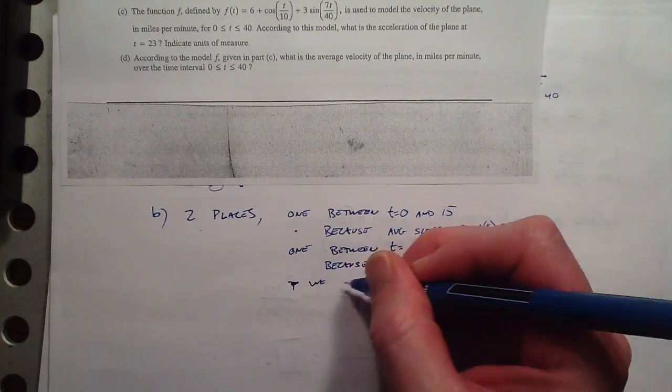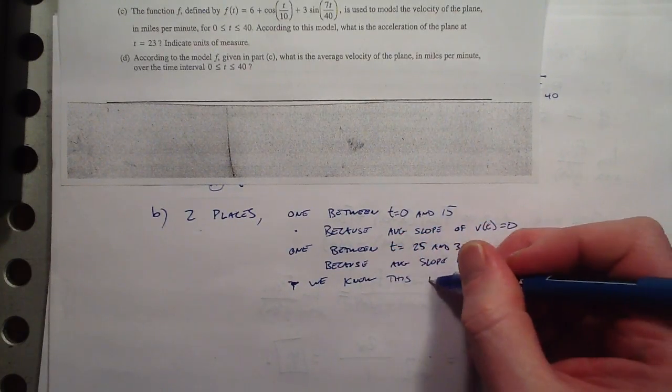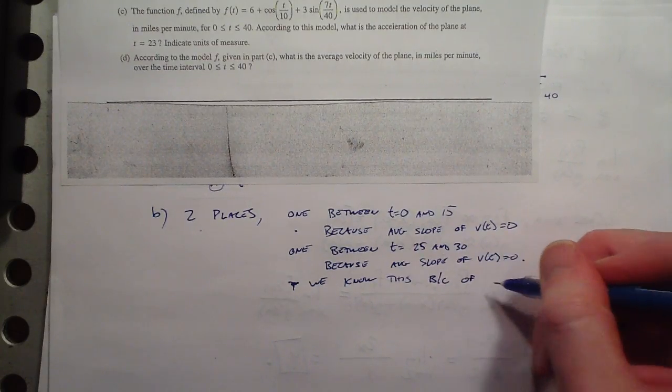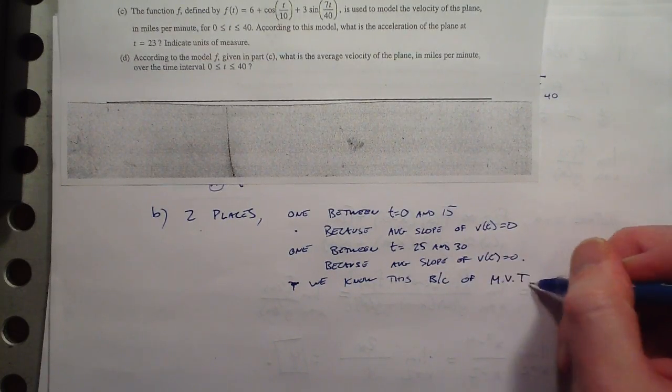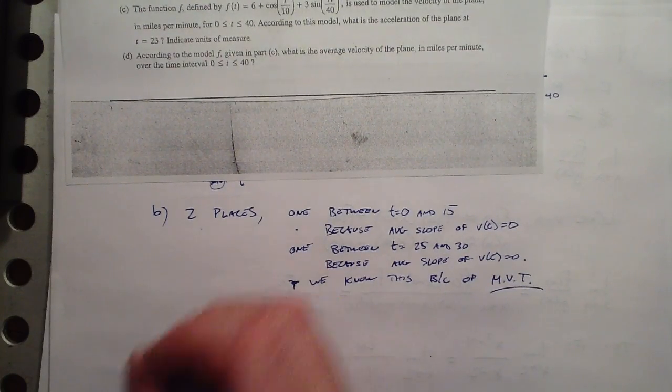And then why do we know this? We need to mention we know this because of the mean value theorem. Right? On the real AP test, you're going to write out mean value theorem, right?